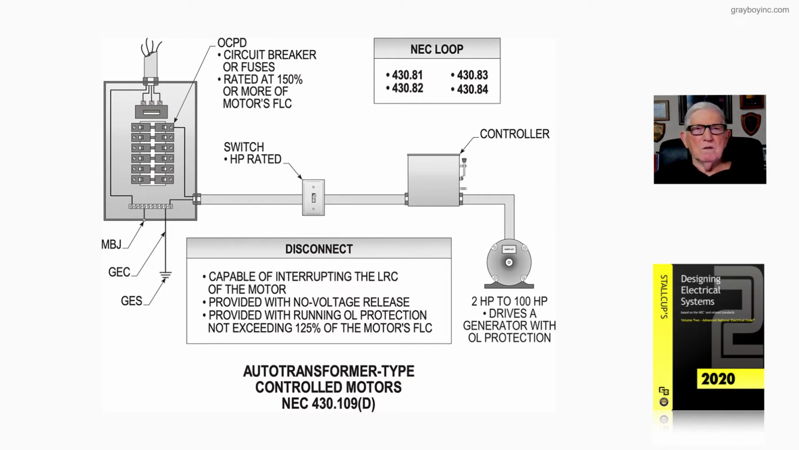We're using a circuit breaker or fuses. It would make no difference. But again, we would use Table 430.52, and in your column 2 and 5, for fuses or circuit breakers, we use 150%. Now again, remember the table is a 4-step procedure.